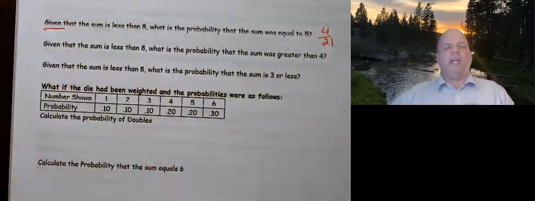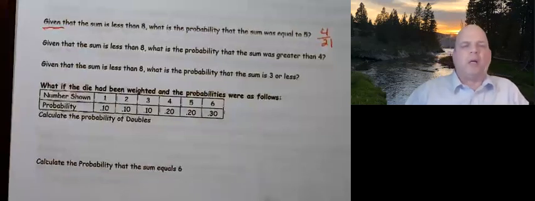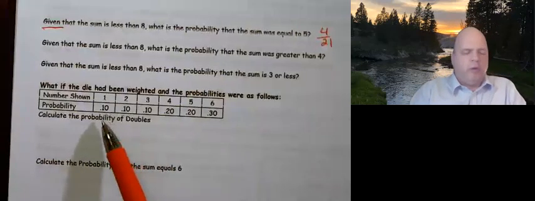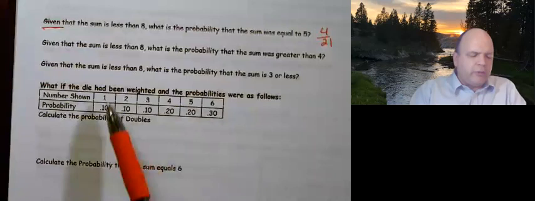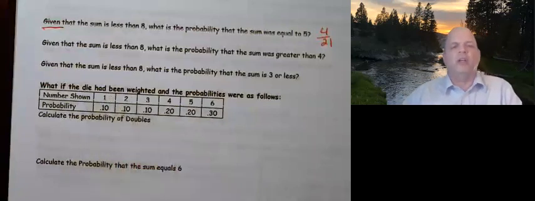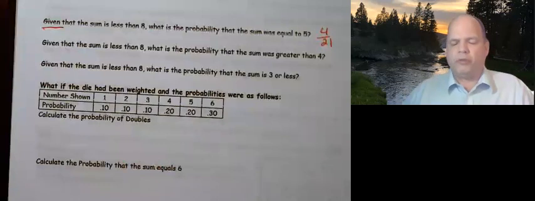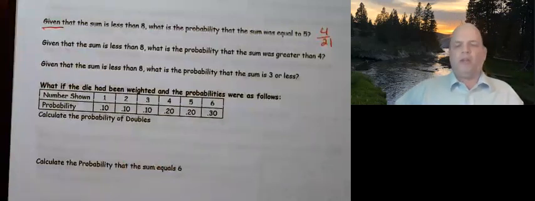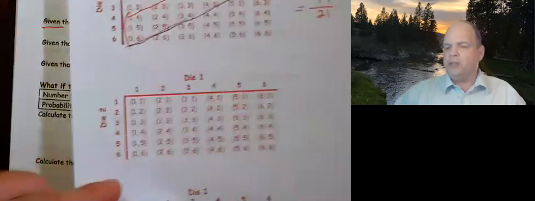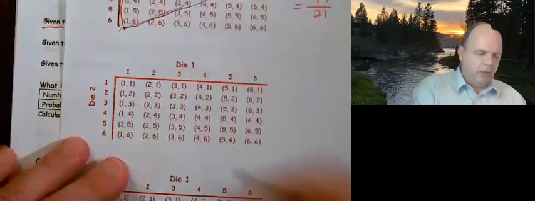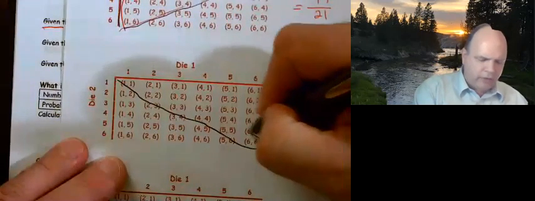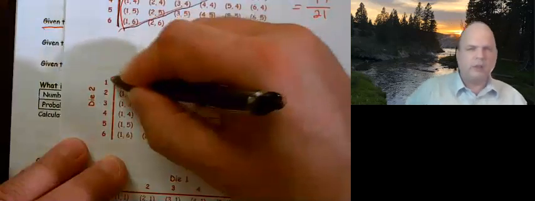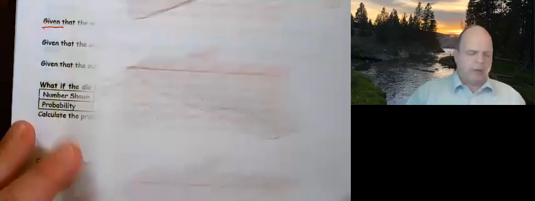What if the die had been weighted and the probabilities were as follows? So no longer are we working with a fair die. Our probabilities, if it was a fair die, would have been 1/6, 1/6, 1/6, 1/6, 1/6, 1/6, or 1/6 for getting a 1, 1/6 for getting a 2, etc. Calculate the probability of doubles. All right. Well, once again, this little chart's going to help me out just a little bit. Maybe not a whole lot, but some. It's going to say, hey, I need a 1, 1, a 2, 2, a 3, 3, 4, 4, 5, 5, 6, 6. Those are my doubles.